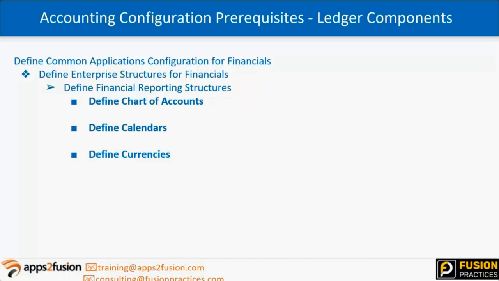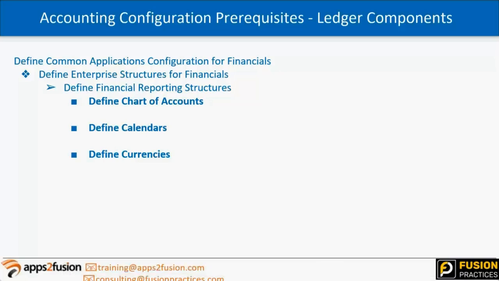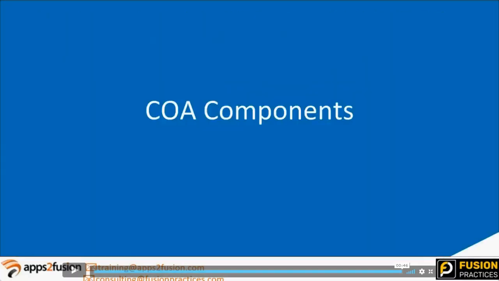Okay, now yesterday we had seen and discussed the ledger components. We discussed the 4Cs, that we need 4Cs to define our primary ledgers. So now we are going to discuss our accounting configuration prerequisites for our ledgers. We have these three prerequisites: chart of accounts, calendars, and currencies. First of all, we'll discuss chart of accounts.